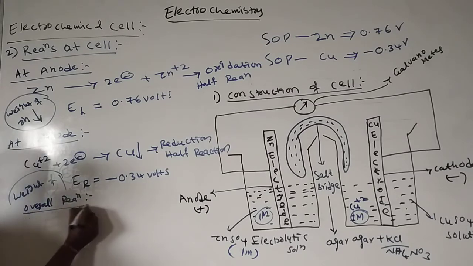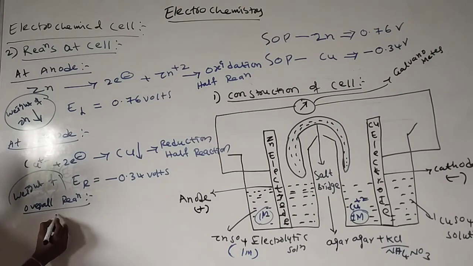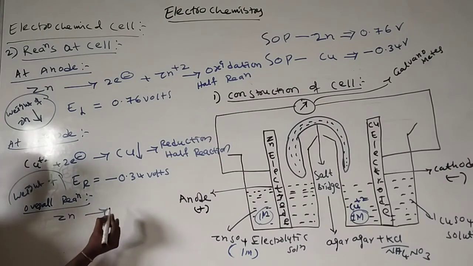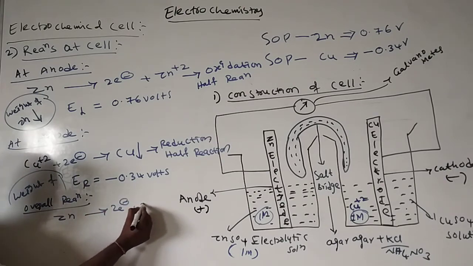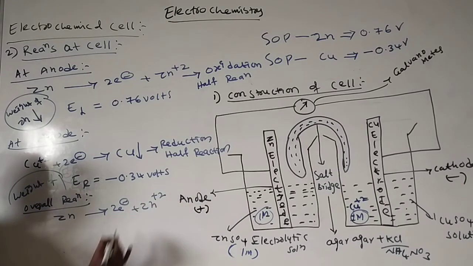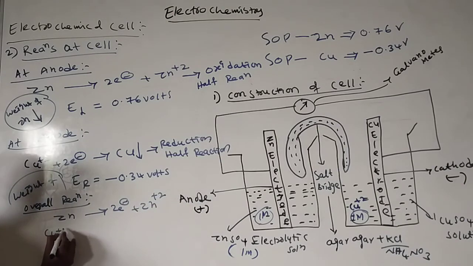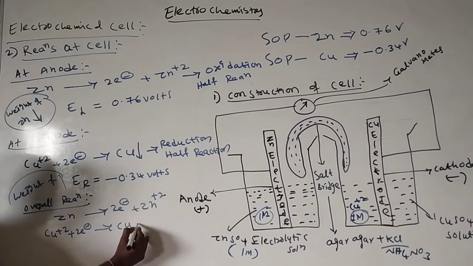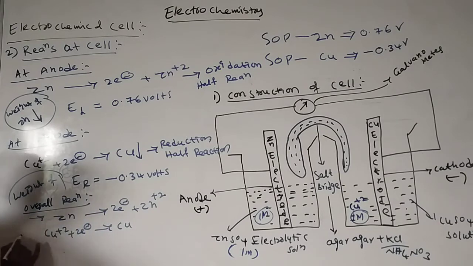Okay, overall reaction. What is the first reaction? Zinc loses the 2 electrons and forms zinc plus 2. Here Cu plus 2 ions gain the 2 electrons and form the copper. This is the oxidation reaction. This is the reduction reaction.